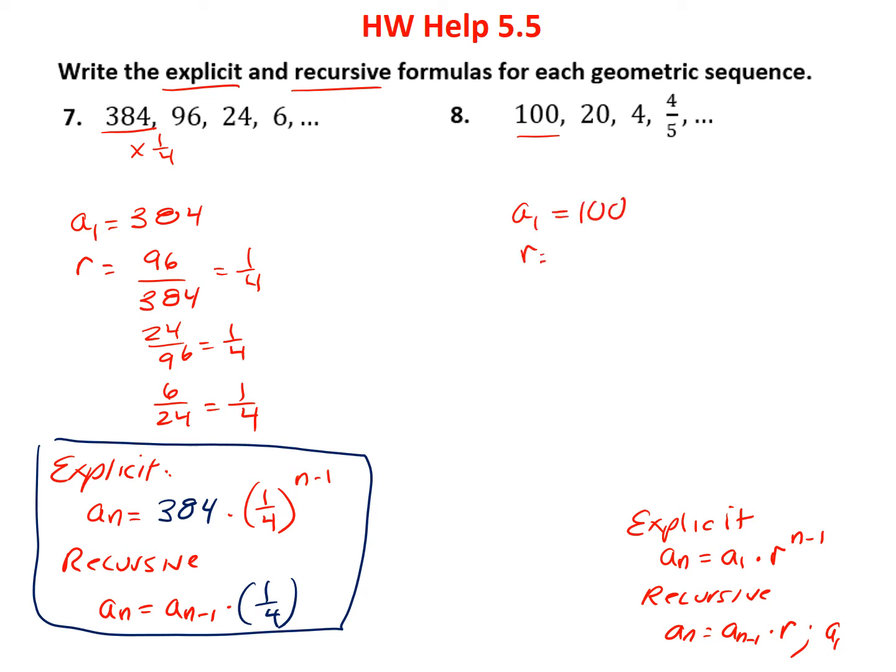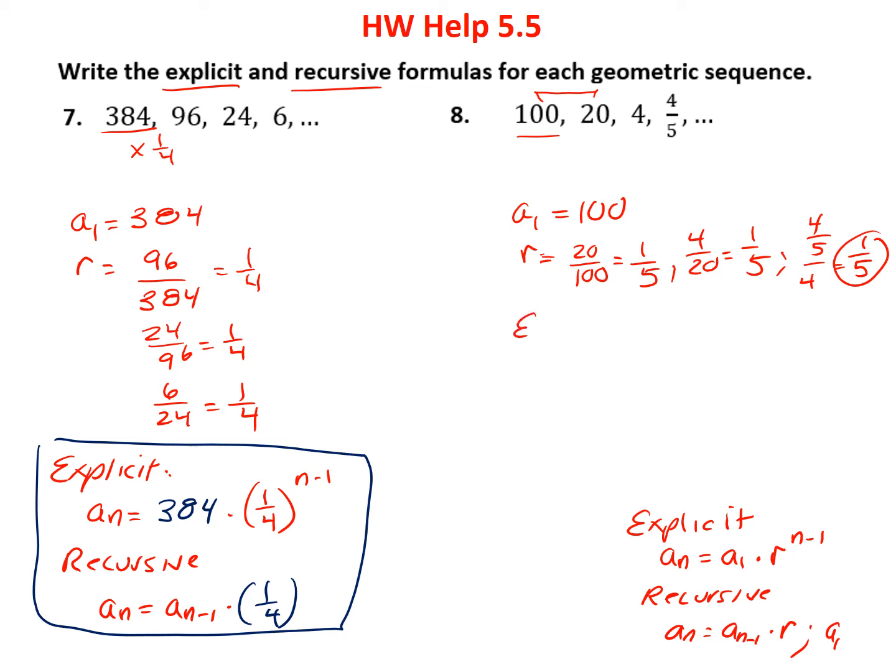And our common ratio is, always remember when you're doing this, it's the second one you put on top. So it's 20 over 100, which equals 1/5. And by the way, that's the same here. 40 over 20 is 1/5. And 4/5 divided by 1 divided by 4 is 1/5 as well. So there's our common ratio.